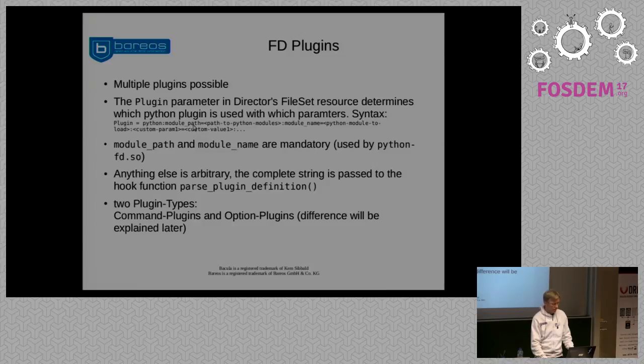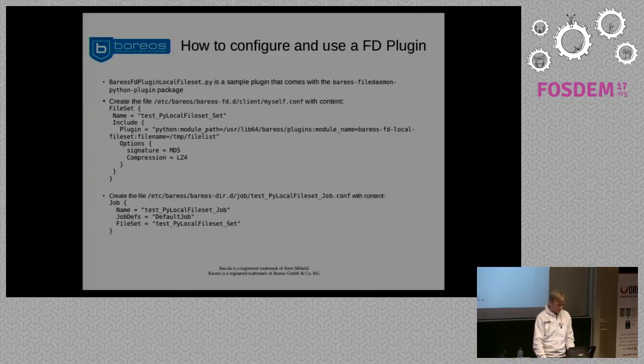As we see in the configuration, it is determined which Python plugin gets used in the end. So multiple plugins are possible. This is defined in the fileset resource. So here we define which Python code gets used in the end. And we can add custom parameters that are passed to the Python code. The two plugin types of file daemon plugins, command plugins and option plugins, will be explained a bit later.